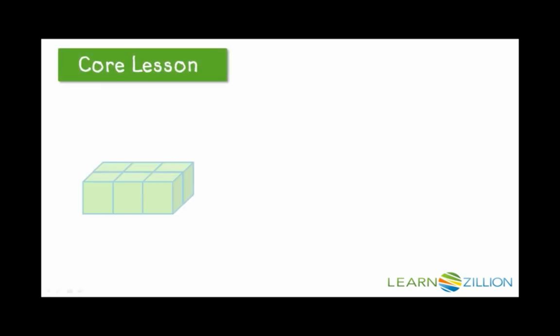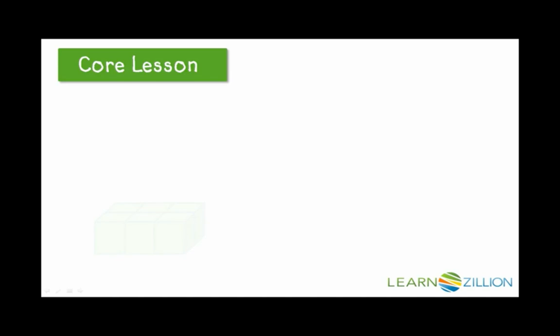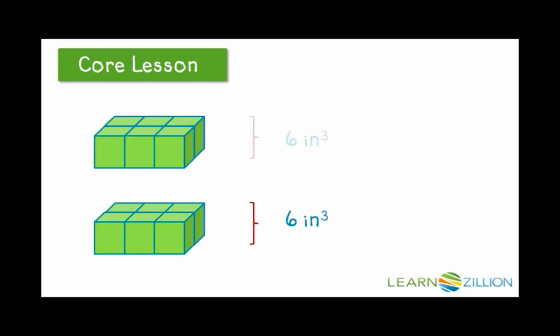So let's analyze just one layer. When I look at it, I see that it is made up of 1, 2, 3, 4, 5, 6 cubic inches. Interesting information. So I know that one layer is 6 cubic inches, but I know that there were 2 layers in that prism. So I can say to myself, 6 cubic inches plus 6 cubic inches, that will get me a volume of 12 cubic inches.